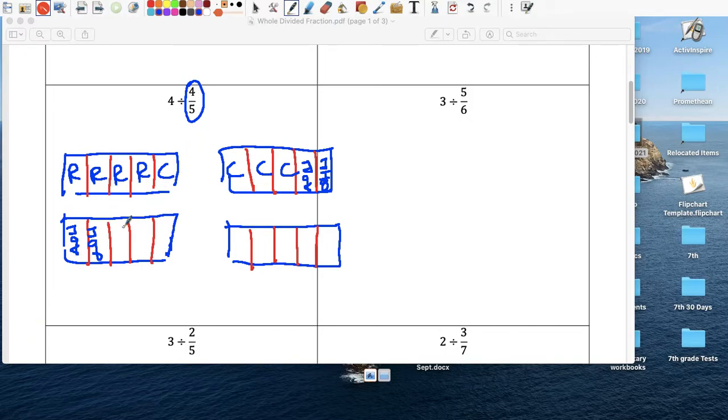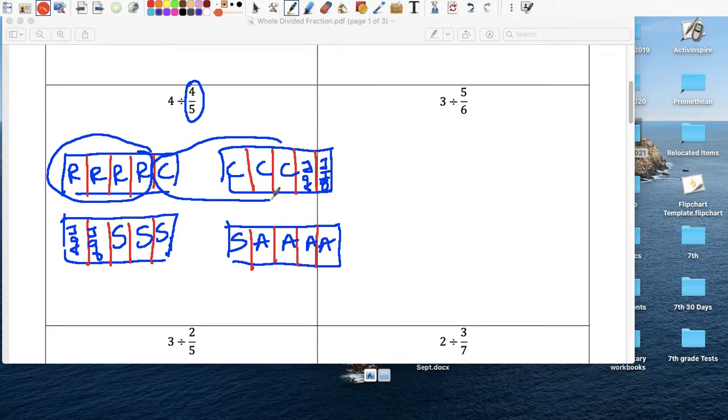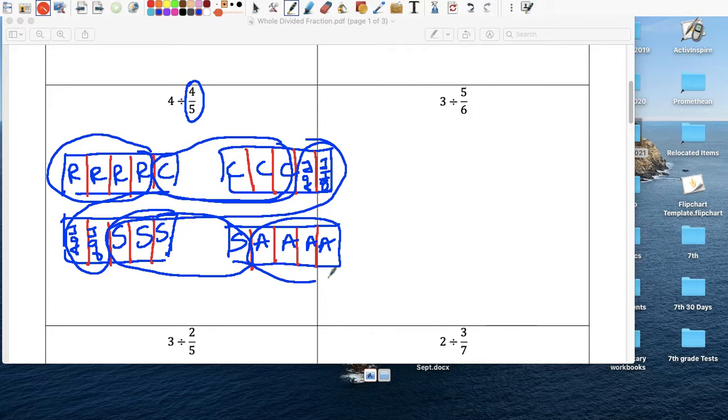Sonam, 4/5. 1, 2, 3, 4. And let's pick Armir, 4/5. 1, 2, 3, 4. Oh, look at that. Everybody got 4/5. So 1 person, Rachel. Camila, 2. Jacqueline, 3. Sonam, 4. And Armir, 5. So 4 divided by 4/5, I can give it to 5 people, no problem.